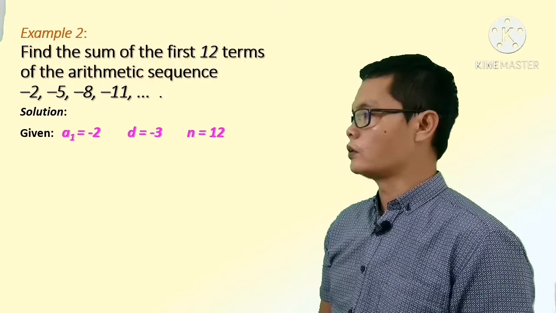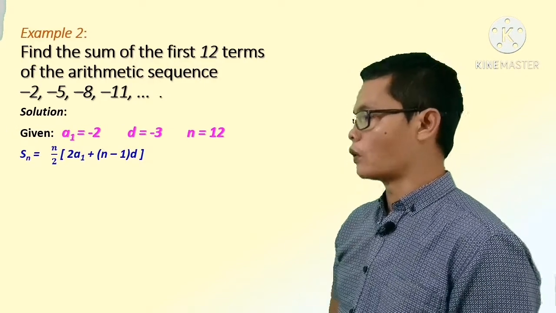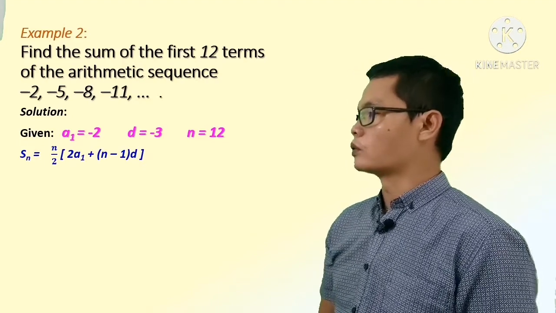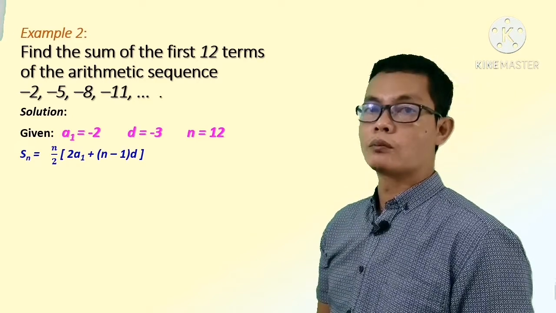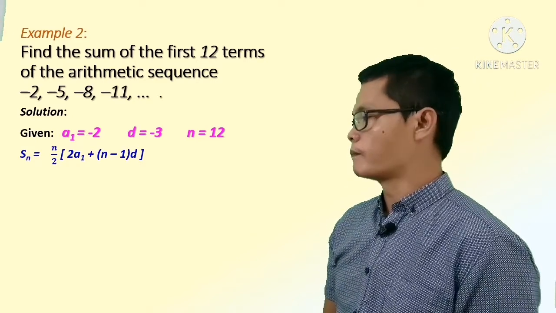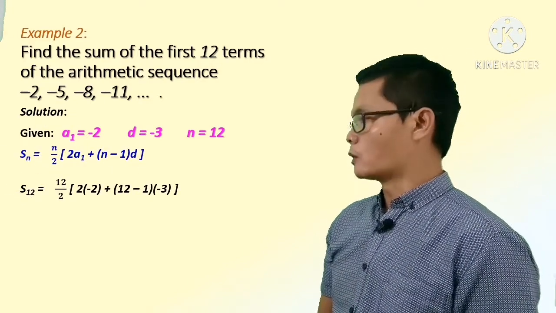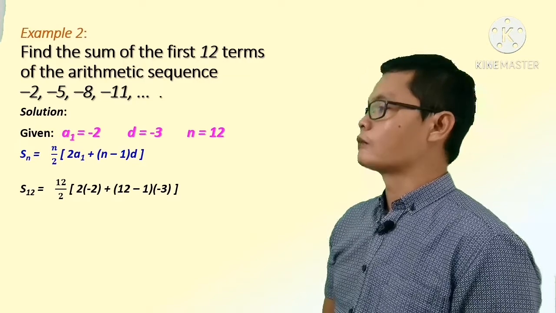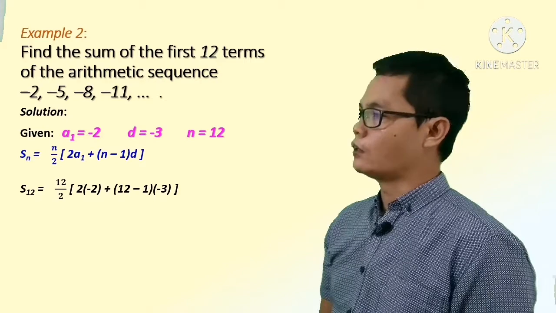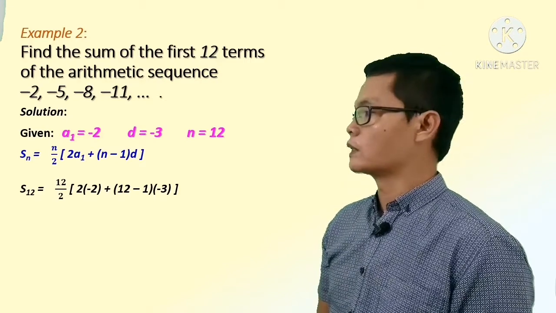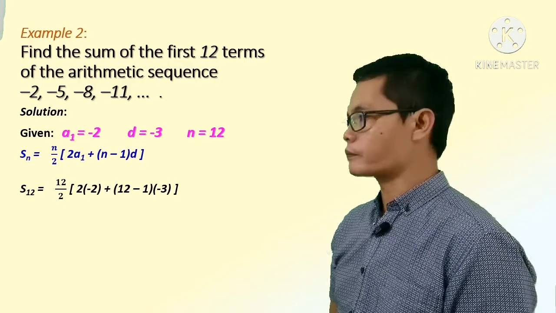So we are going to use the formula S sub n equals n all over 2 multiplied to twice the first term added to n minus 1 multiplied to the common difference d. Substitute the value of n is 12 divided by 2. Multiply the quantity of 2 times the first term, which is -2, added to the value of n, 12, minus constant 1 multiplied to the common difference of -3.